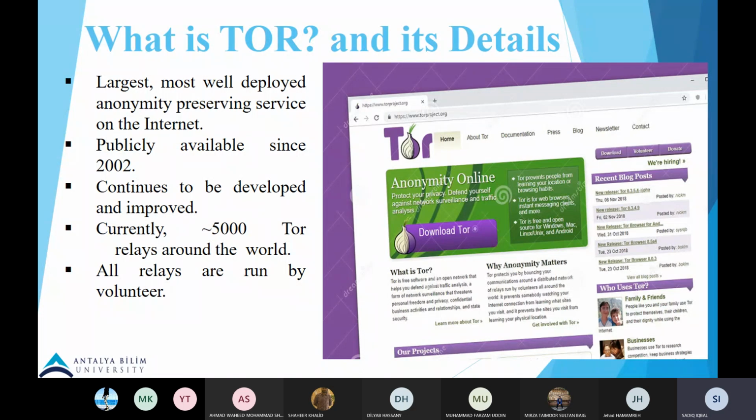It has been publicly available since 2002. It has been 19 years since it became available. Continuously, it is being developed and improved. And currently, there are 5,000 TOR relays around the world.